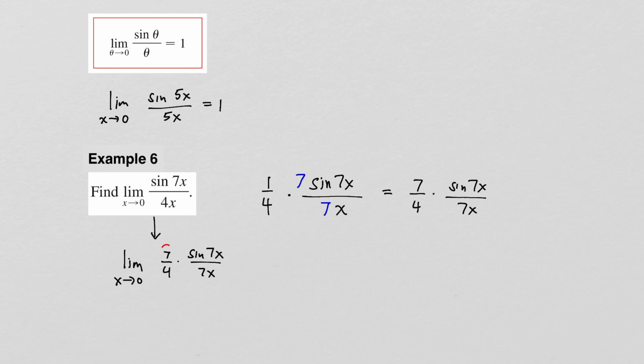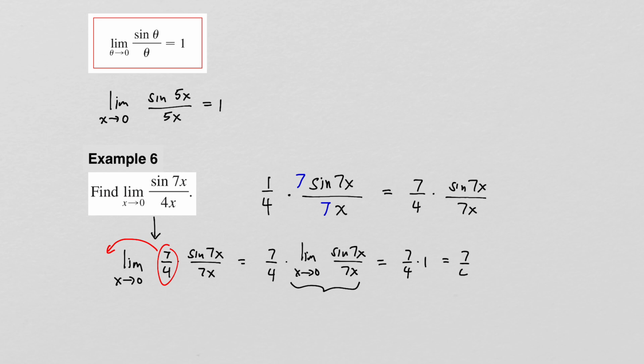And then since 7/4 is a constant, we can factor that out of the limit, and this would be 7/4 times the limit as x goes to 0 of sine of 7x over 7x. Now this limit we know is equal to 1 per our earlier comments, and so this just becomes 7/4 times 1, which is 7/4. So you'll be asked to simplify some limits using this property. And that concludes this video lesson.